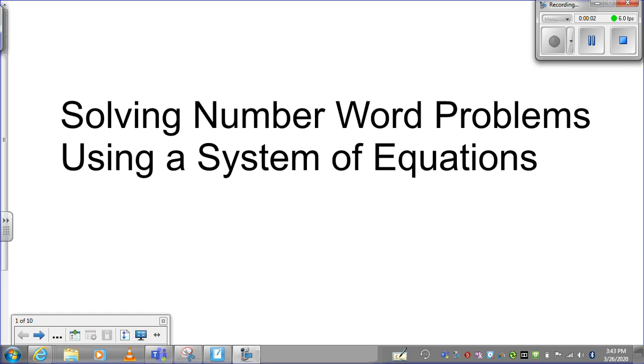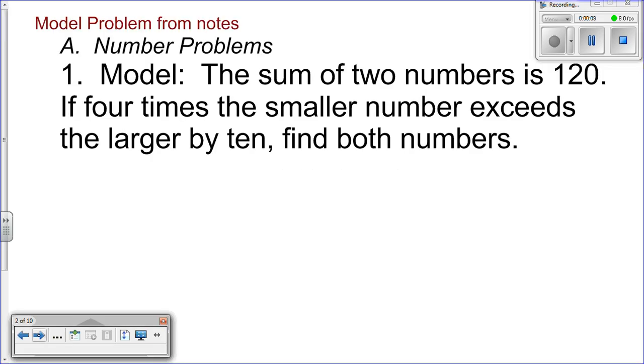This lesson focuses on solving number-word problems using a system of equations. The problems that you are going to see here are problems that we have all done in the past. We've done these problems using a single variable. Now, because we have knowledge of systems of equations, we can set up a let statement involving two variables, and if we have two variables, we're going to need to set up two equations.